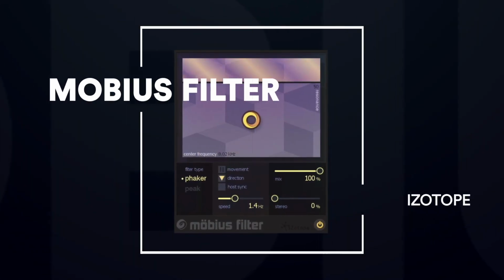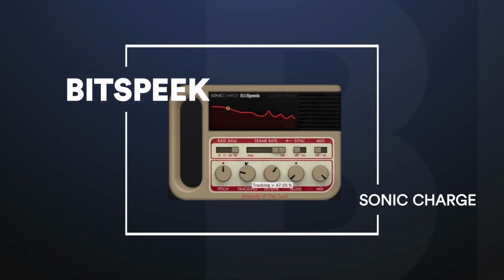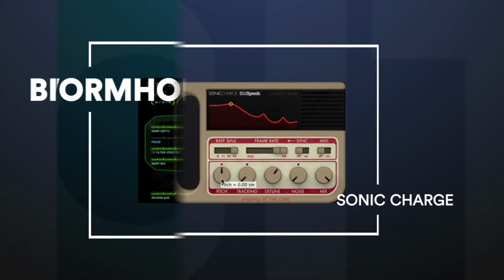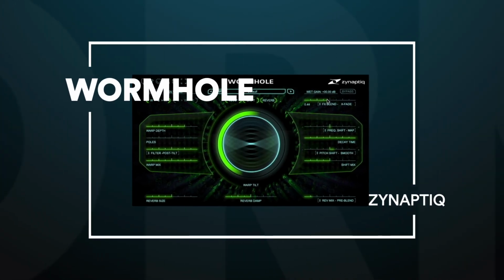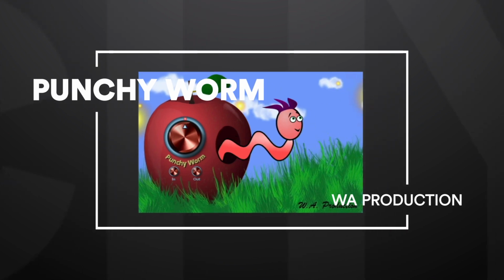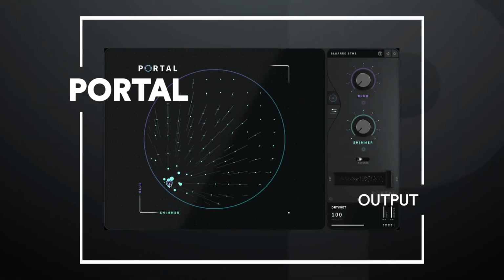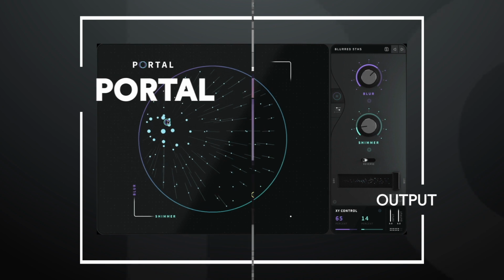Mobius Filter is going on indefinitely at 5. Bitspeek is phoning home at 4. We're opening our Wormhole at 3. Punchy Worm is giving us a beating at 2, but thankfully we're still alive to see Portal at number 1.